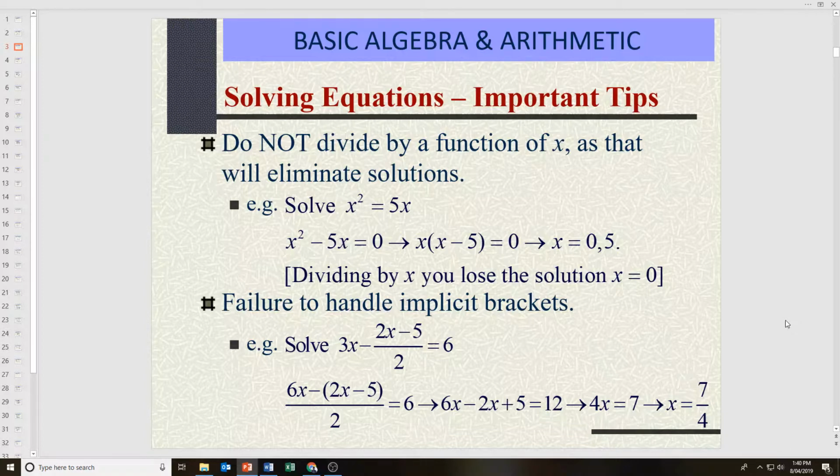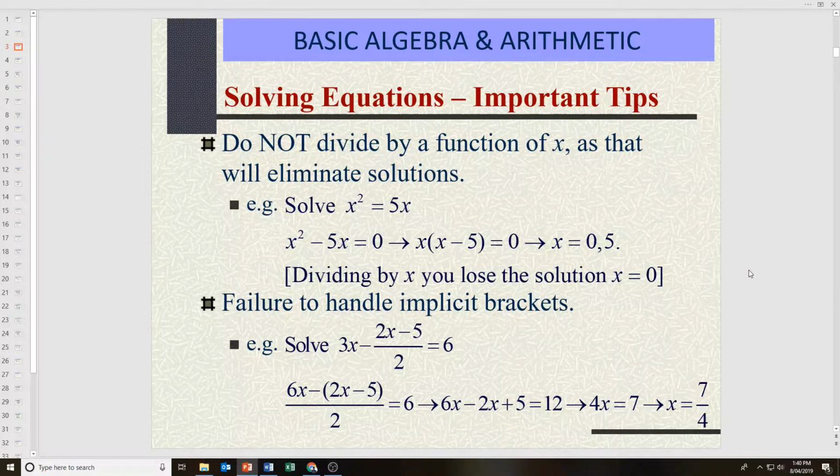First one, do not divide by a function of x, as that will eliminate solutions. So let's have a look at an example. What does that mean? Solve x squared equals 5x. Now what sometimes happens is the student, seeing that x is common to both, they can cancel the x here and x squared, making x equals 5. While that is correct, that is one of the solutions, it is not the only solution. So dividing by x, you actually eliminate one of the solutions, the one x equals 0.